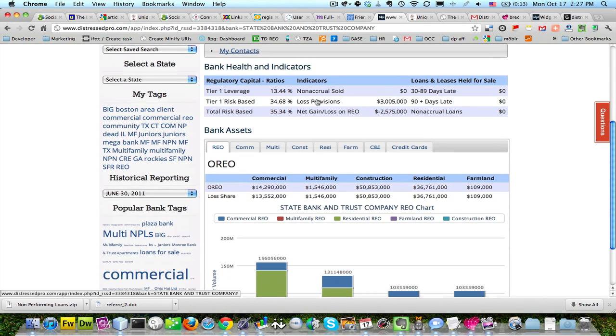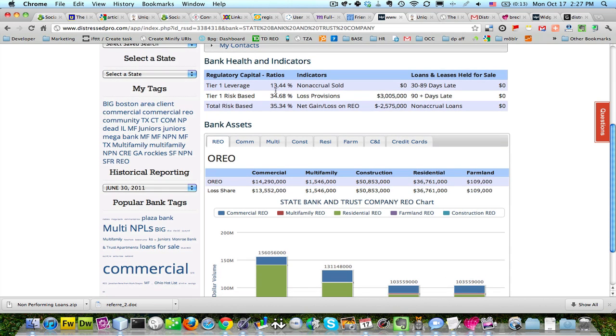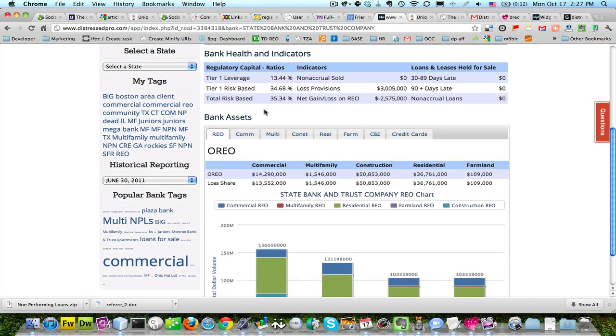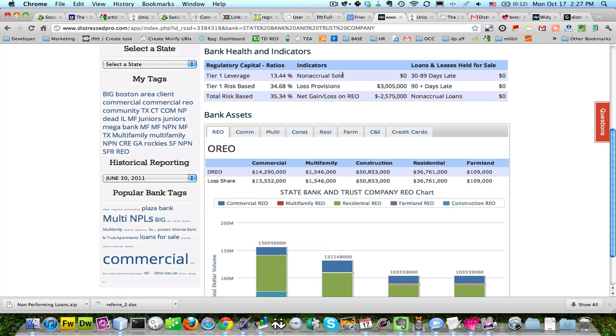Here's the bank health and indicators. This is going to show you what the regulatory capital ratios are, and I have some information on what this means to you as somebody who wants to buy or sell or broker REO or notes, and you can go through some of our documentation or podcasts to tell you more about that. Here's some indicators to show you how the bank is performing with the assets, or how they're processing some of the assets that they have. Again, I do have documentation on what this all means to you.